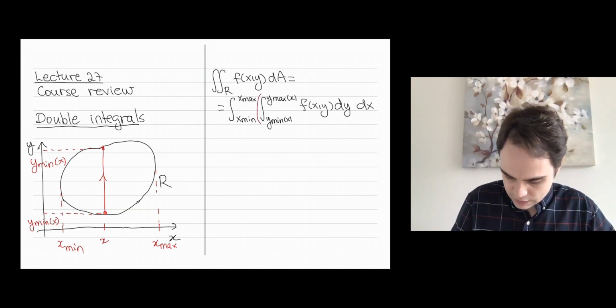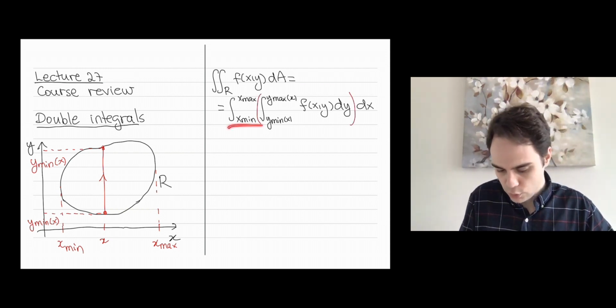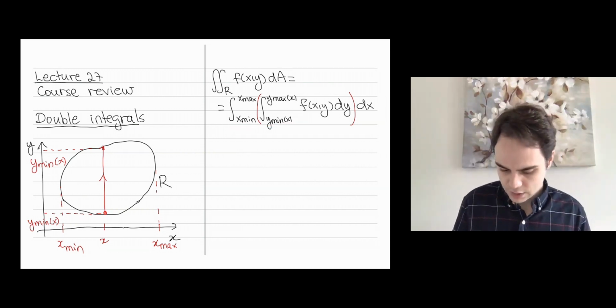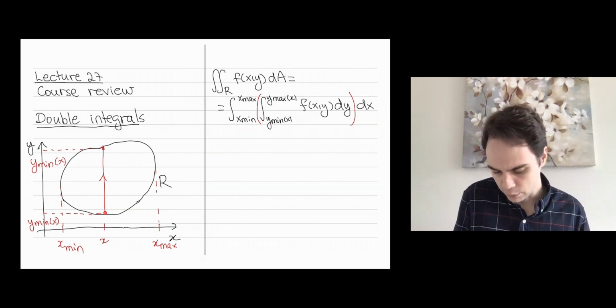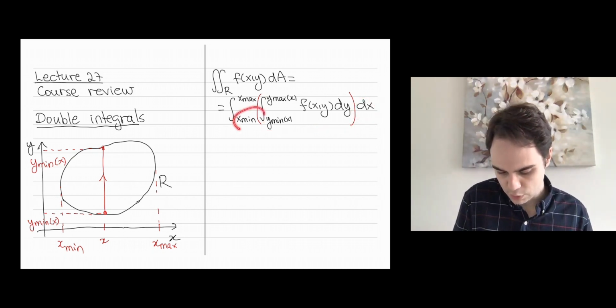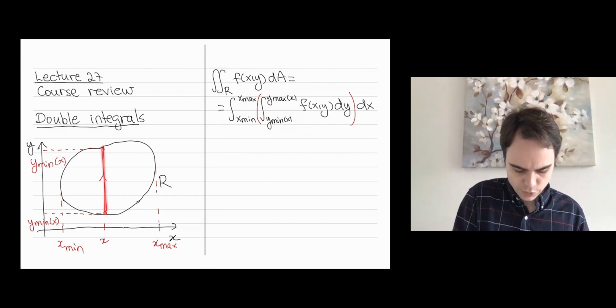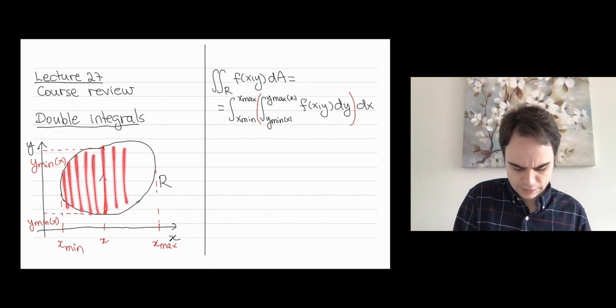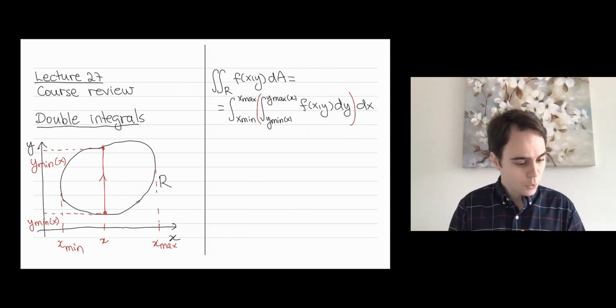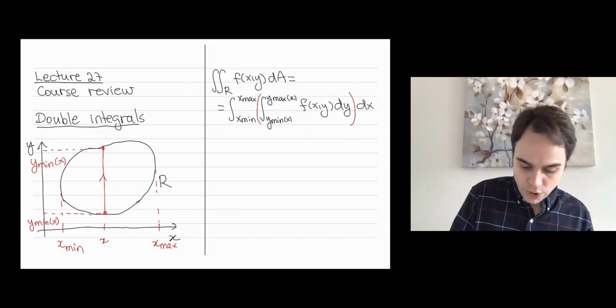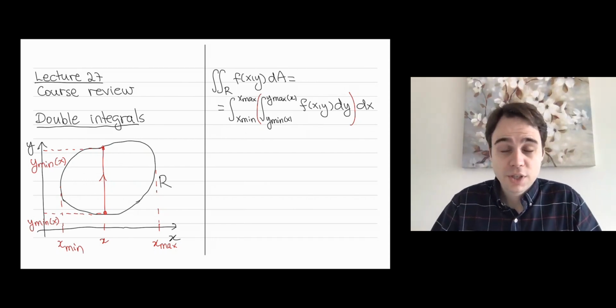So the point is that you do two single integrals of functions of a single variable. Here on the inside integral, you're fixing an x value between x min and x max, and then you're doing that. The picture is that we're swiping the region vertically like this. Okay, so that's the first topic we talked about.